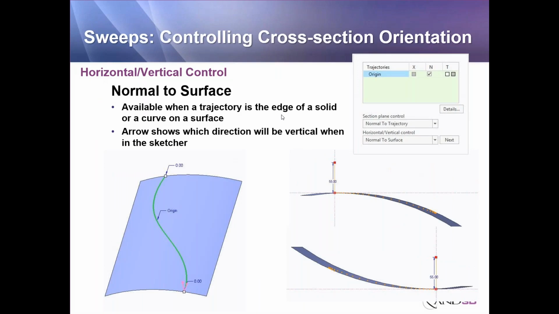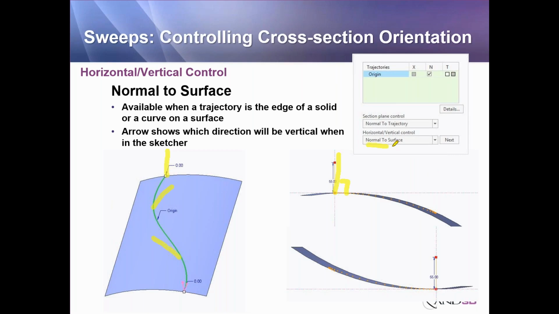And then the normal to surface. Now for this to work, you either have to have a sketch that's on a surface or some type of curve that's on a surface, or the trajectory has to be an edge of a solid. So I've got this one curve here that's on top of this surface. And if I've got this normal to surface option turned on, it's going to hold the cross section perpendicular to the path. So this thing's going to be 90 degrees to the surface as it sweeps along. But when the surface starts to tip, this is going to start to tip as well to maintain the 90 degrees as it goes along.